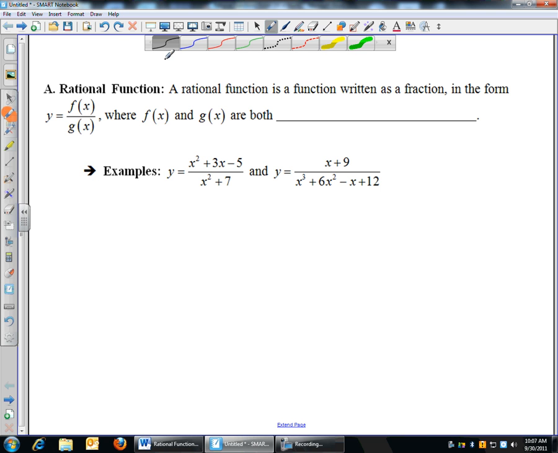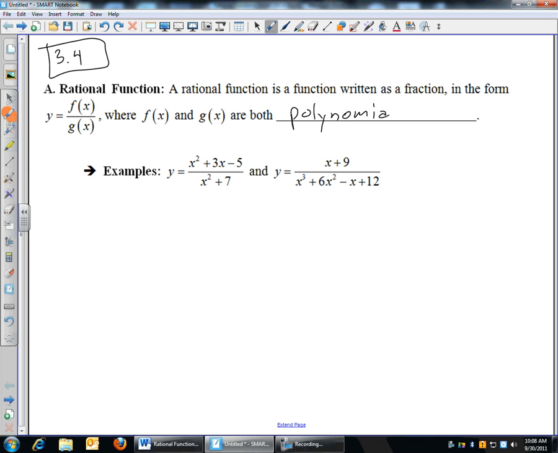Next section is rational functions, and this is section 3.4 in our book, if you keep up with stuff like that. A rational function, these are examples of rational functions right here. It is basically just a function where your numerator and denominator, the top and the bottom, are both polynomials. And that is what a rational function is. And we're going to deal with finding all kinds of characteristics of rational functions. So the numerator and denominator are both polynomials, and these are a couple of examples.